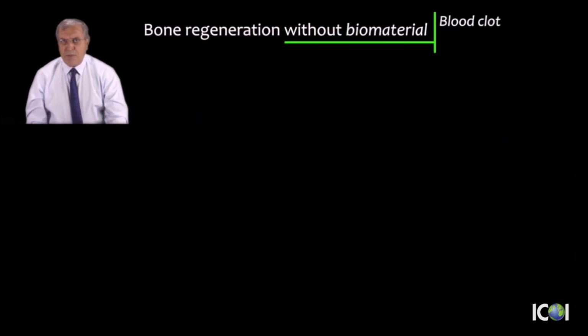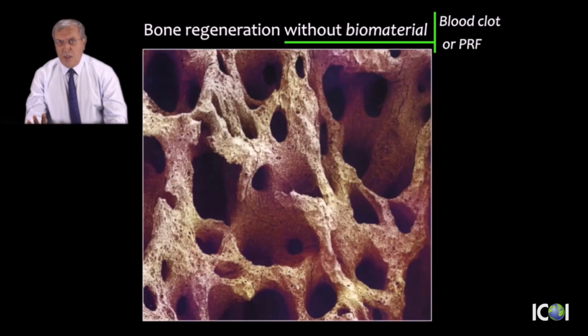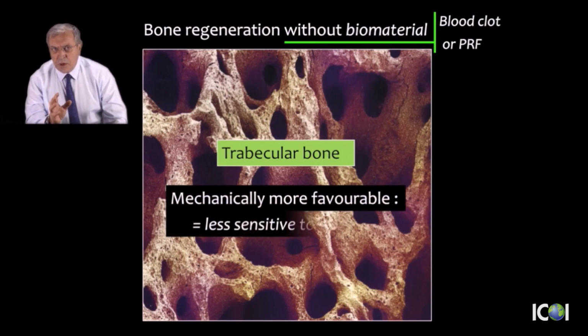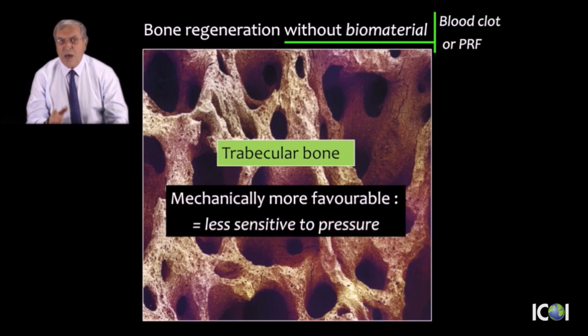Let's see what happens when we use only a blood clot. We will meet a trabecular bone, which has a good mechanical behavior. It's less sensitive to pressure.